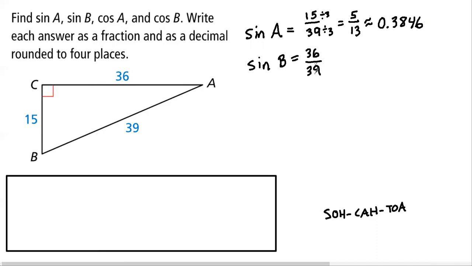Just like our last fraction, we can simplify this. We can reduce this. We can divide the top and the bottom by 3. And 36 divided by 3 is 12. 39 divided by 3 is 13. And now we have this simplified. So the sine of angle B is 12/13. That takes care of the fraction. We still need the decimal.